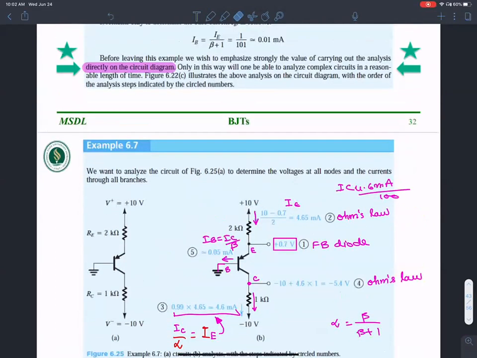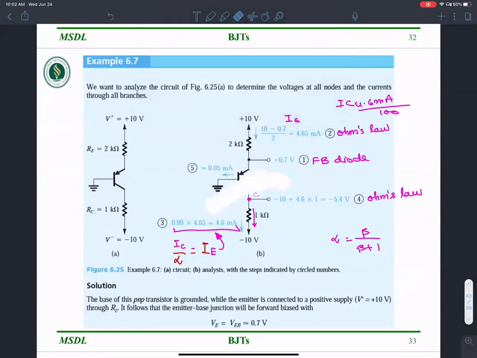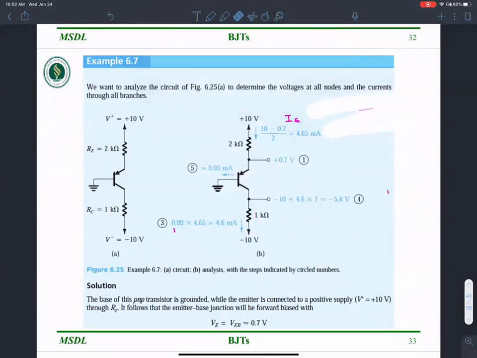We started looking at this, and if I have to write the general steps that you would follow for any problem: here is a PNP transistor. The first step is to notice that VBE, and in this case VEB, is 0.7 volts because of the forward biased diode. When we know the BJT is operating in the active region, you can pretty much assume VEB for a PNP and VBE for an NPN to be 0.7 volts.